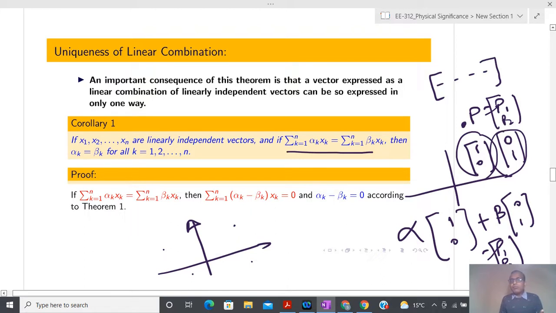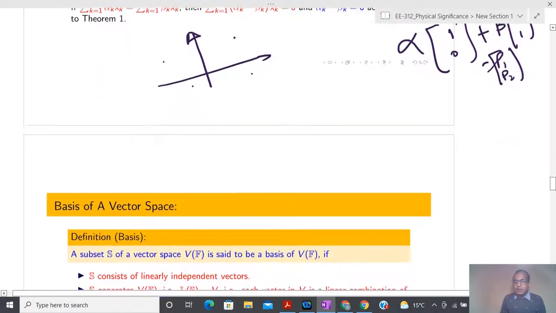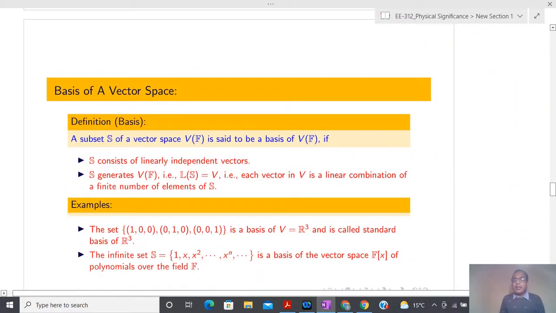So the idea of linearly independent vectors and span together is to define the coordinate system. And once the coordinate system is fixed, then I can define the coordinates, and that is unique.